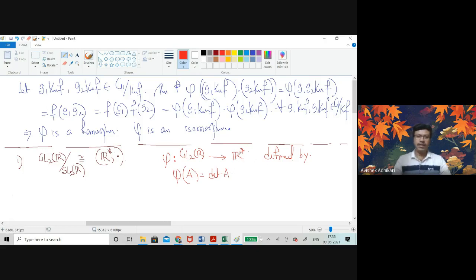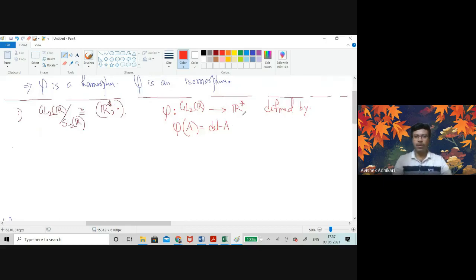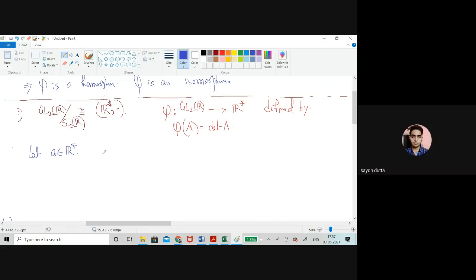Then you can check that this is a homomorphism, and this is an onto mapping as well. How will you prove that this is an onto mapping? Can anybody tell me? To prove that this is onto, you need to take some element, let us say A belongs to R star. Can you find some element from GL2R whose determinant value is A? Yes, A into identity.